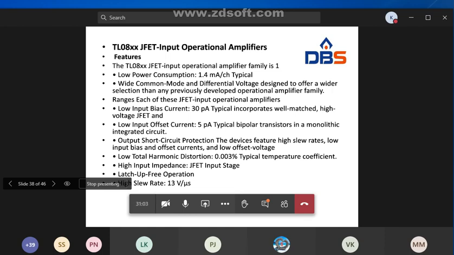Okay, so it provides output short circuit protection. So this device features high slew rates, low input bias and offset currents, and low offset voltage, right? So these are some features of the TL081 JFET op-amp.